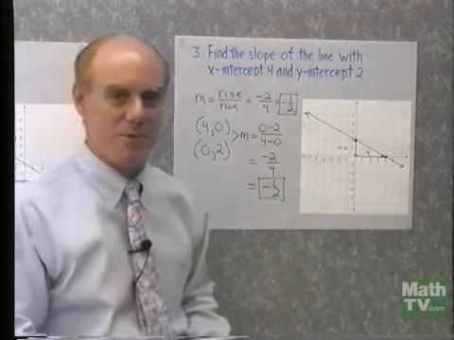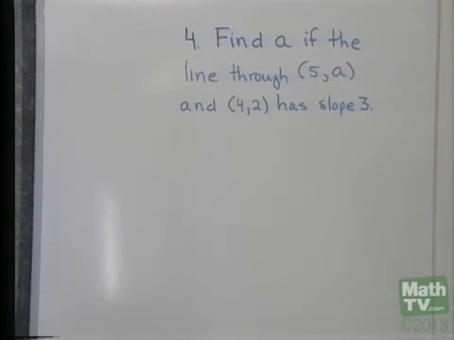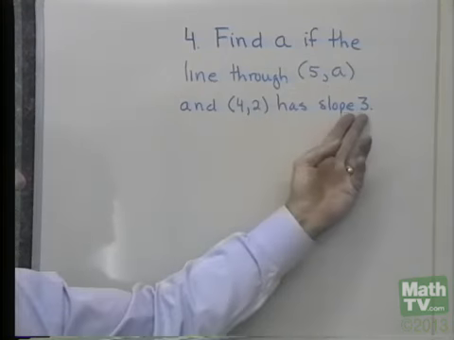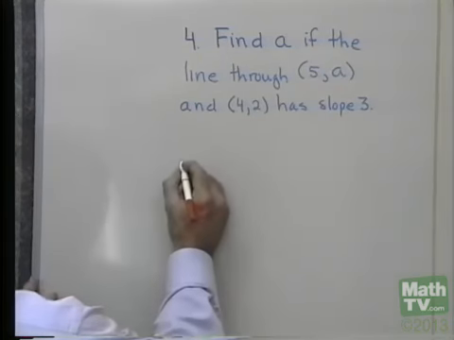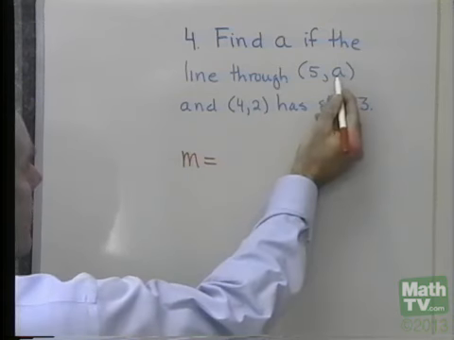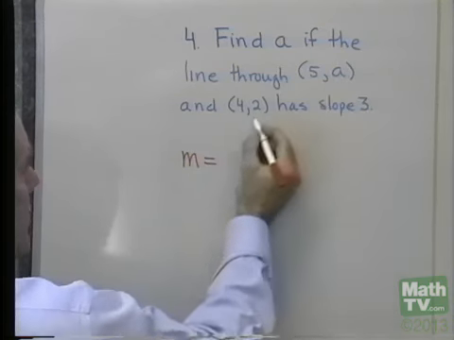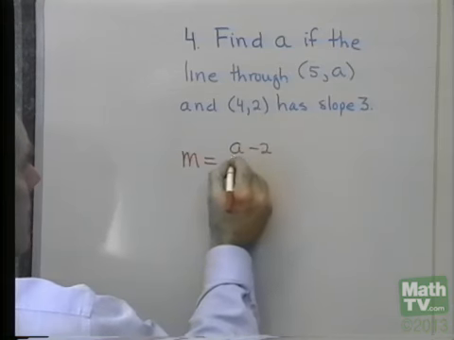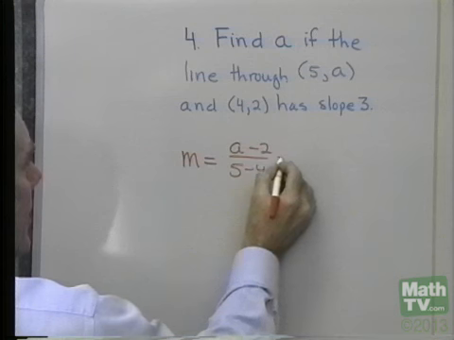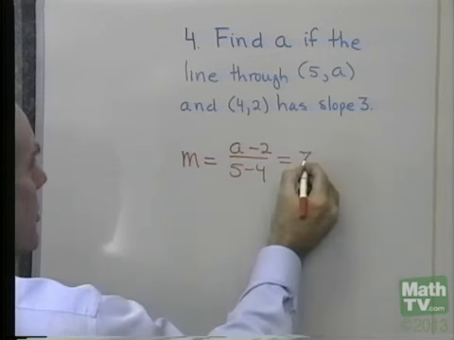Let's look at our next example. This time I want to find a if the line that goes through (5, a) and (4, 2) has a slope of 3. Well, let me use my formula for slope. m is equal to, okay, I'm going to subtract y coordinates, and let's start with a. a subtract 2 divided by 5 subtract 4. Now that slope has to come out to be equal to 3.